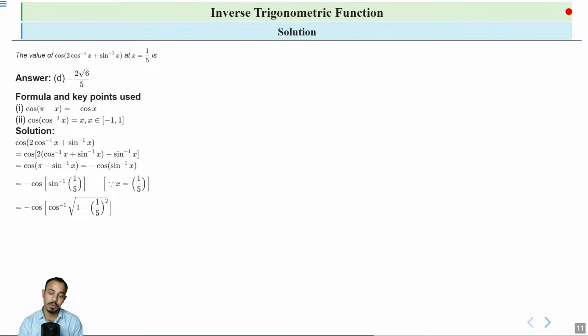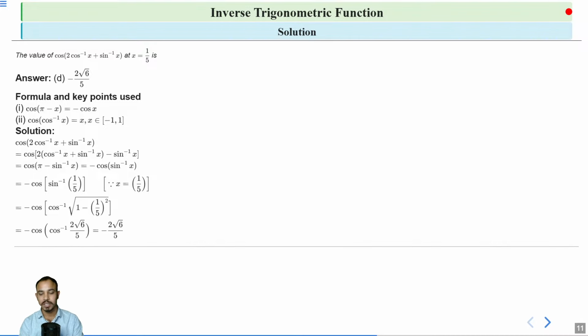So you can write sin inverse of 1 by 5 equal to cos inverse of square root of 1 minus 1 by 5 whole square. So this is equal to minus cos inverse of square root of 1 minus 1 by 5 whole square. This is equal to minus cos inverse of 2 root 6 by 5.